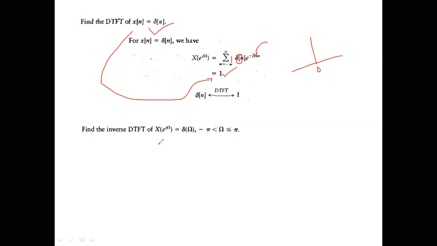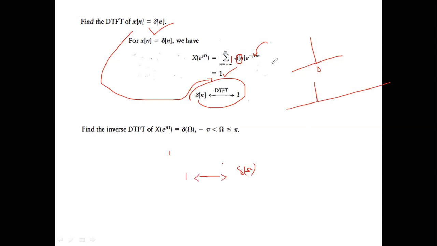Similarly, if the DTFT of delta n is 1, the IDTFT of delta omega will also be a constant, equal to 2 pi. What is the meaning of this, by the way? The IDTFT of delta omega we will see tomorrow. I'm going to stop today.